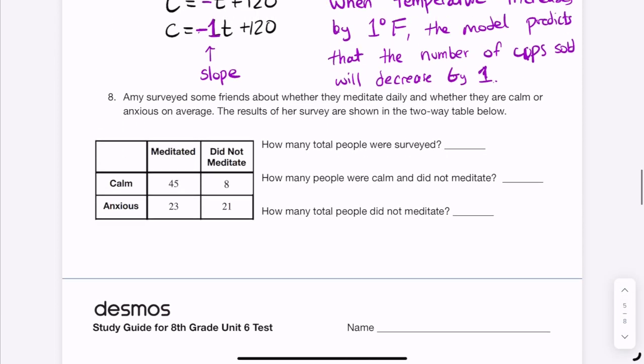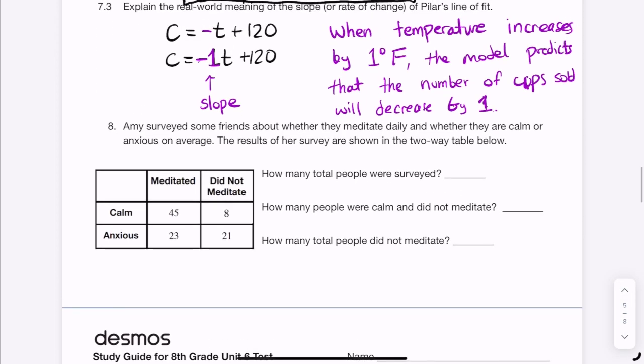All right, question 8, and then we are done. Amy surveyed some friends about whether they meditate daily and whether they are calm or anxious on average. The results of her survey are shown in the two-way table below. How many people total were surveyed?